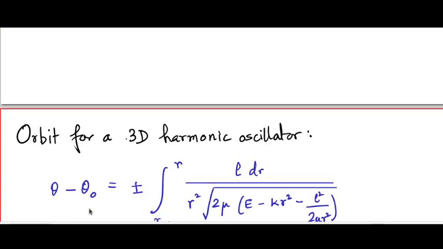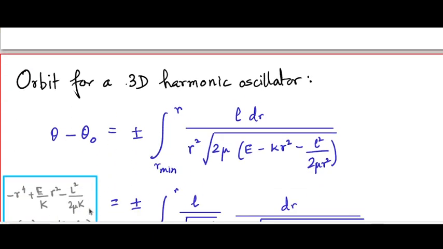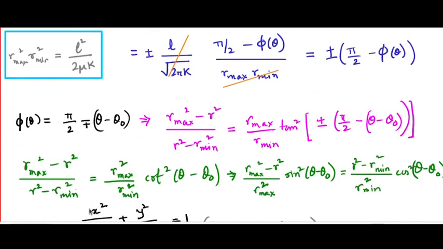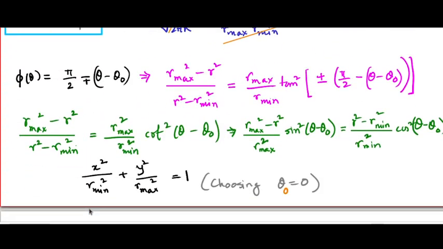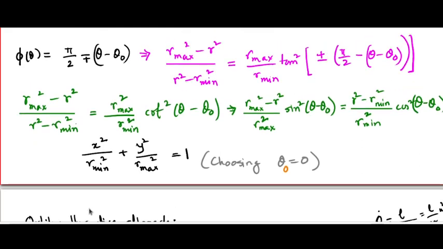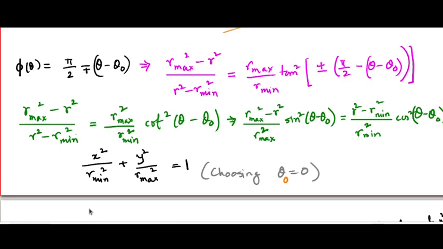Now, for the 3D harmonic oscillator problem, a very similar series of steps leads to a slightly different final answer, which, once you change over to Cartesian coordinates, gives you the equation of an ellipse. These are the two examples where we have obtained not only explicit solutions in terms of circular functions, but also orbits which are closed for all initial conditions, provided of course they are bound orbits.